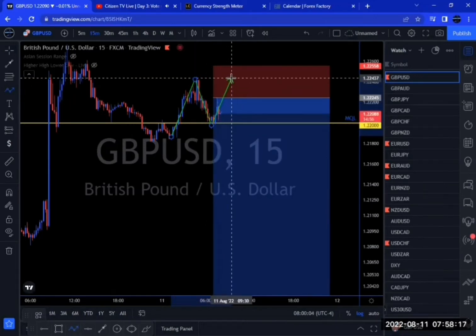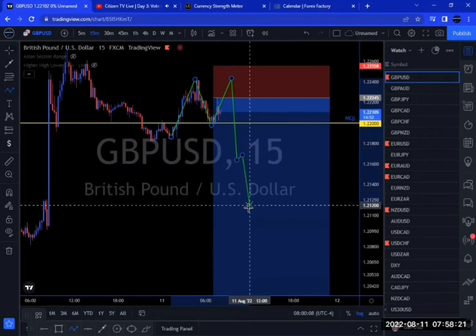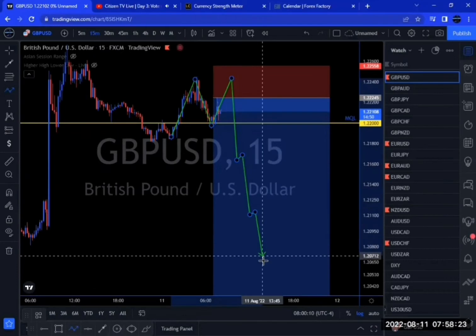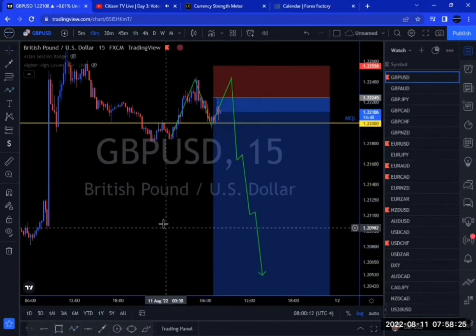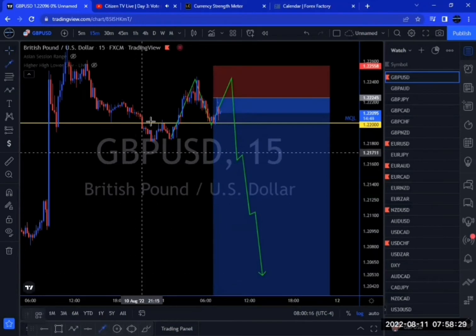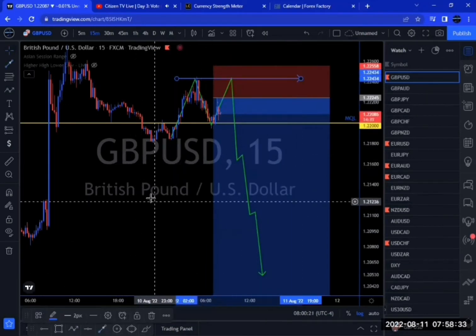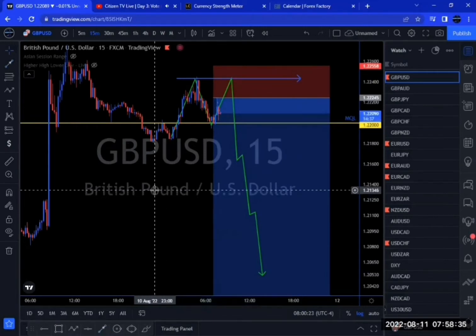I've received several emails from people saying they are not able to see the pattern, and they only recognize it after the damage has already happened. So in this tutorial, we are looking for a setup, a pattern that is going to enable us to enter this market for a sell opportunity.